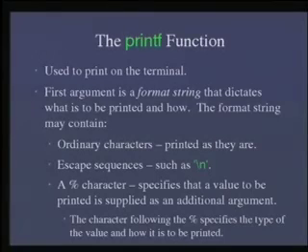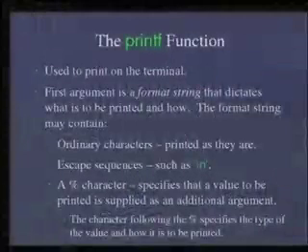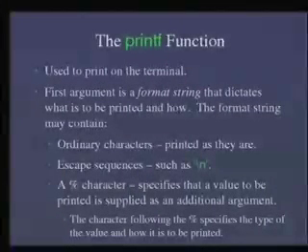And when we want to print some values whose actual value is not part of the string but is specified by some expression which is an additional argument to printf, we use what is known as a format conversion specifier, which starts with a % character in the format string. The % character specifies that a value to be printed is supplied as an additional argument to the printf function, and the character following the % character in the format string specifies what is the type of the value and how it is to be printed.